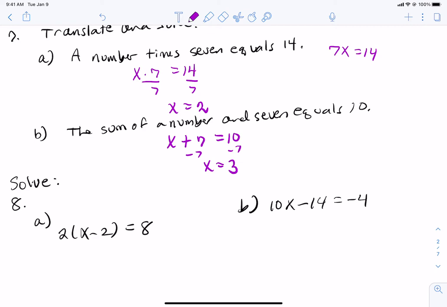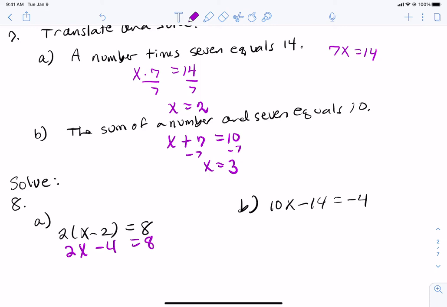We can start out by distributing the 2 on the left side so that the x isn't trapped in a parenthesis anymore. That's a good way to get the parentheses off. So let's distribute the 2. We get 2x minus 4 equals 8.